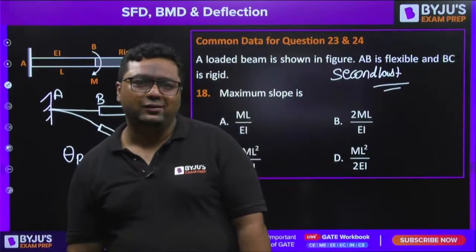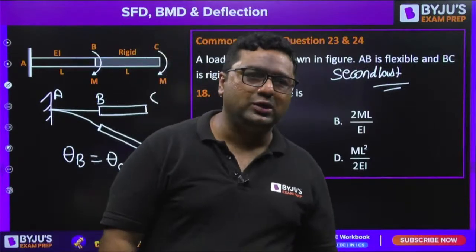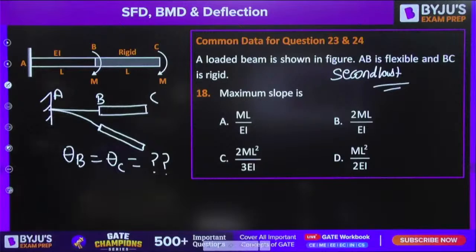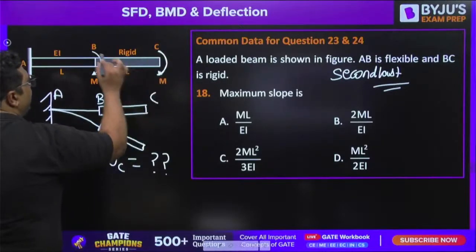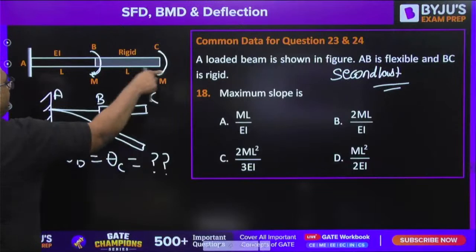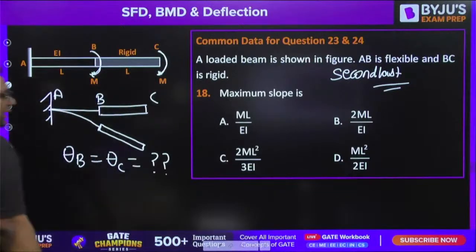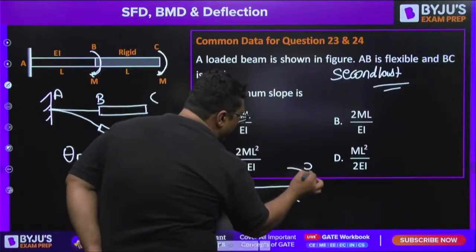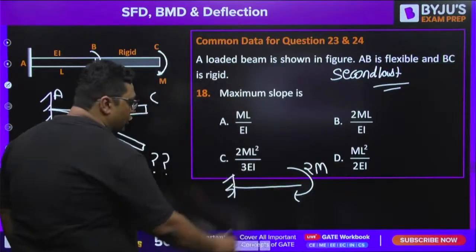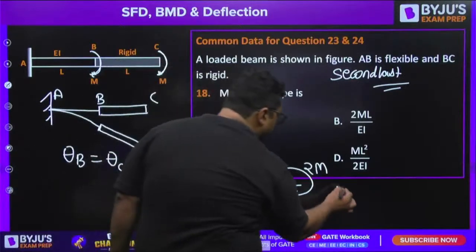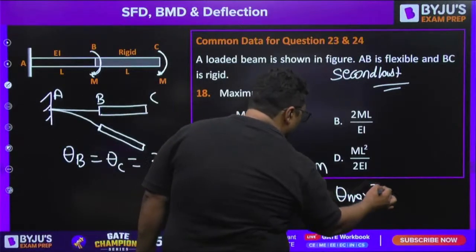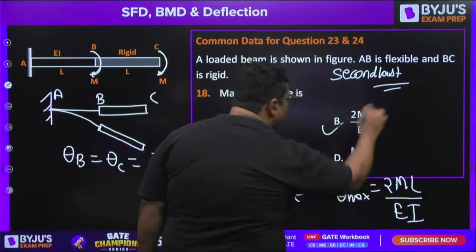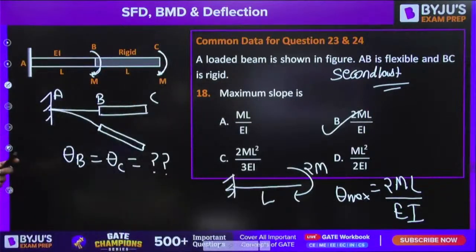Madhuvamshi is saying B. Mani is saying B. Gajodhar is saying B. Very good. So everyone is giving the answer. You know that this bending moment M and this bending moment M, M plus M will be 2M. So my dear, you can feel that this is the beam on which 2M of bending moment is acting. L is the length, so the maximum slope will be 2ML upon EI. Answer is B. All of you are correct, guys.